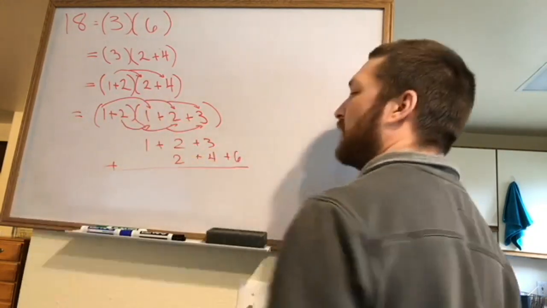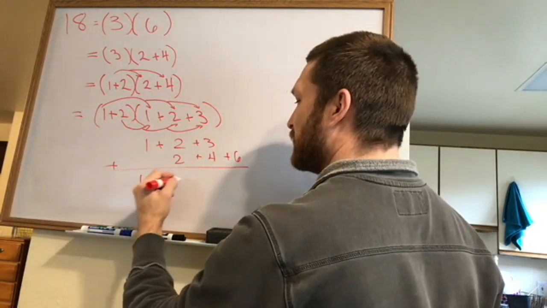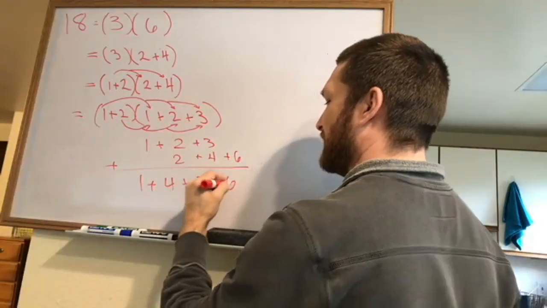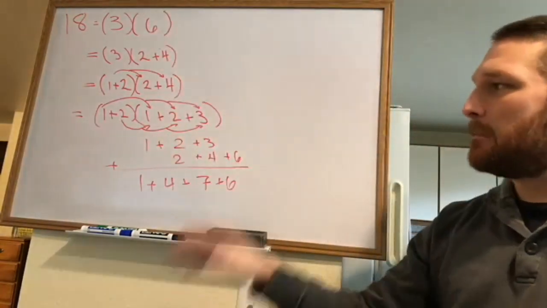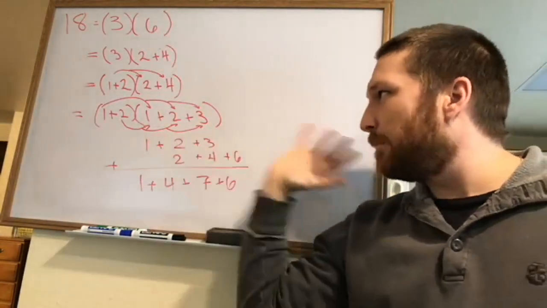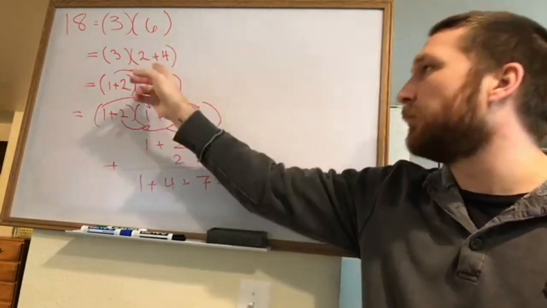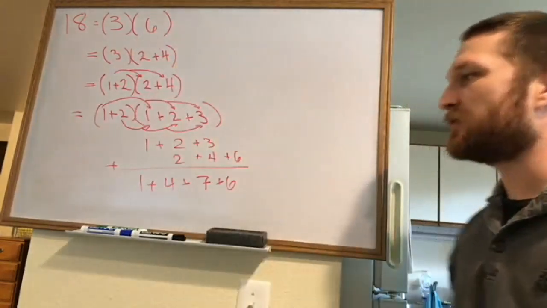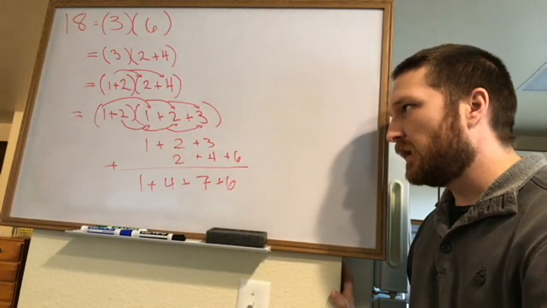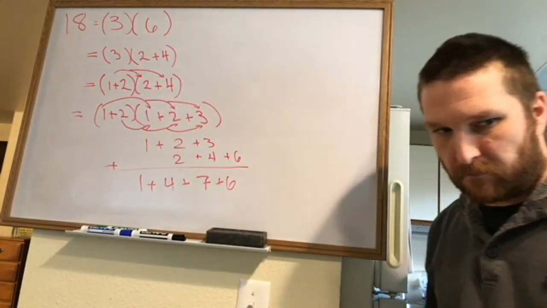And then I just add all those guys up and I get 1 plus 4 plus 7 plus 6, which I'm not even going to check. I'm sure comes out to 18. But that's a better way of using this principle that every single number needs to distribute into every other single number. Are we good? Yes. Okay, yeah.